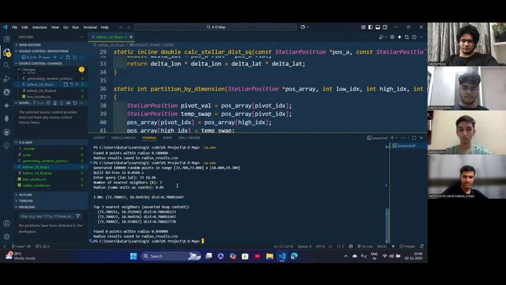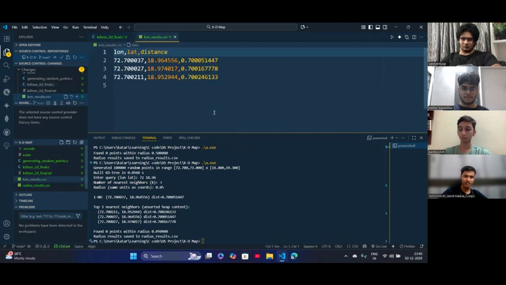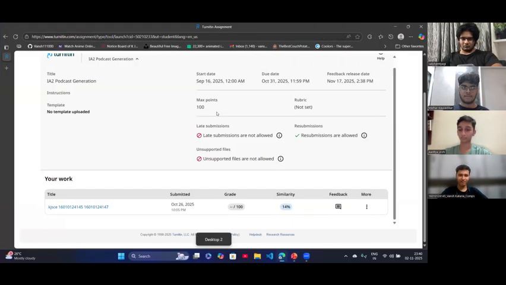Here is the nearest point found. This is the distance, 0.700, which is the nearest to our point, and this is our radius, which is stored in the CSV file. Now, if you have any questions, please ask.